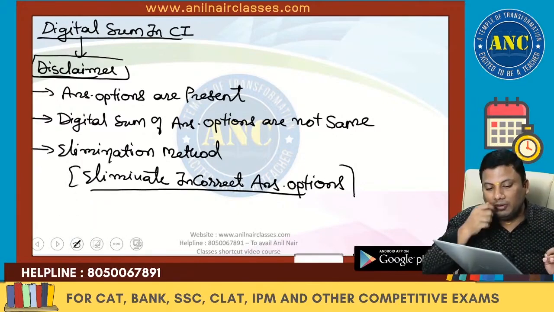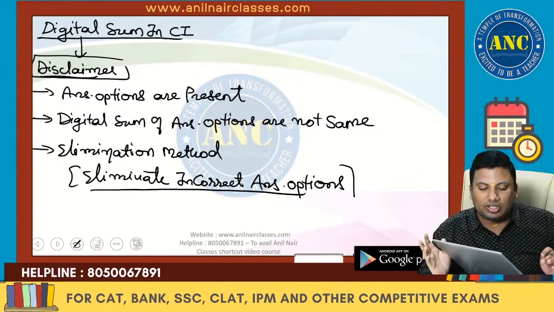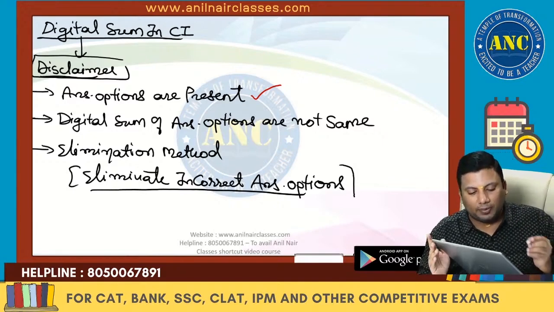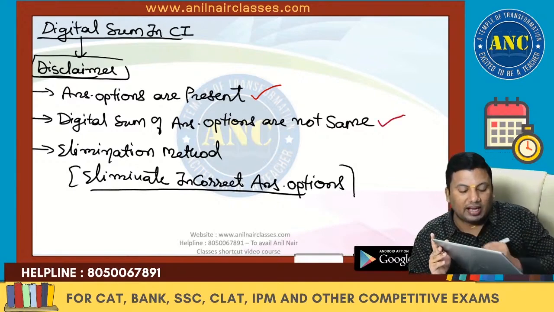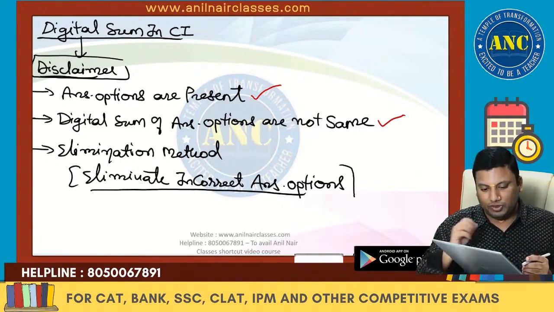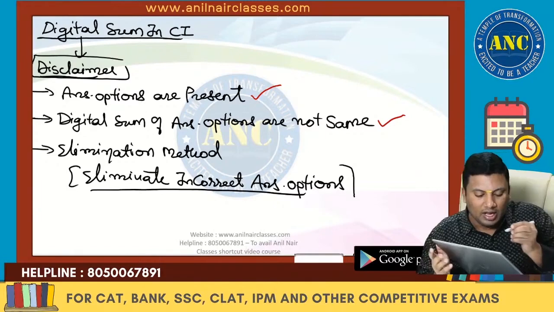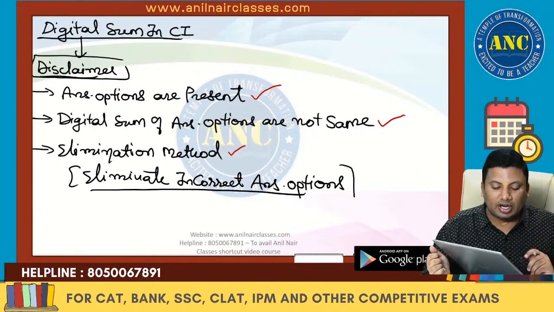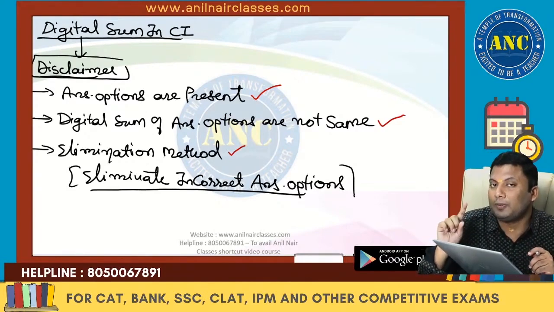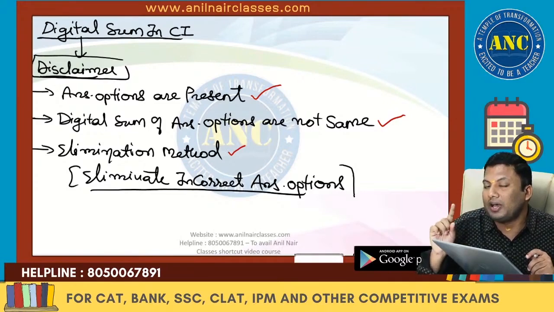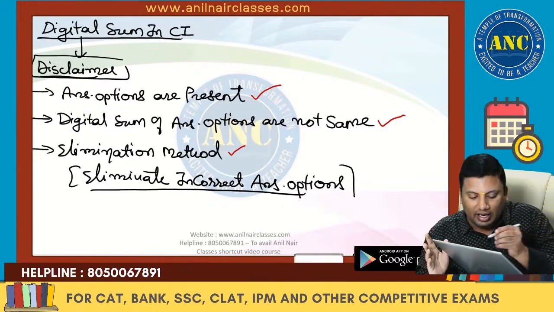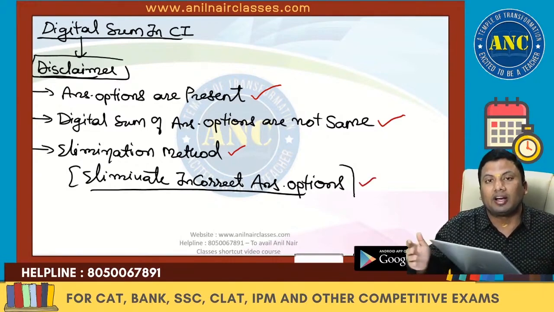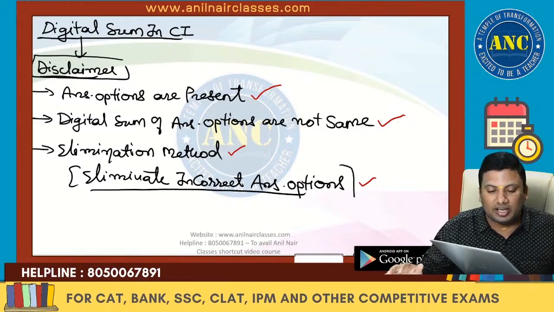Anyway, after some time, I will give a table of when to use which concept. Digital sum is used when the answer options are present. If the digital sums of the answer options are not the same, then this method's efficiency will grow. It is used to eliminate all incorrect answer options. It does not give you the right answer option. If the digital sum is not matching, then that option is incorrect. These are the important 3 key points to be noted while solving compound interest problems using digital sum.